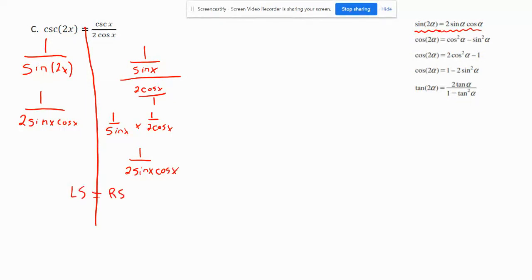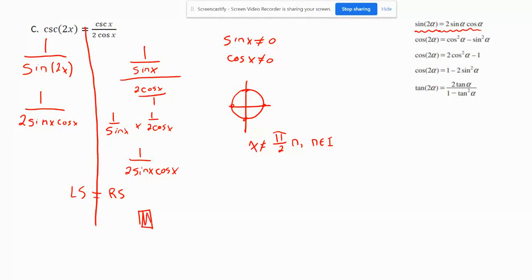Let's just state our non-permissible values. We have sine and cosine in the denominator. That means sine x cannot equal 0 and cosine x cannot equal 0, which happens at the axes points. Guys, it tends to be that these are often the non-permissible values for these types of questions. That means x cannot equal pi over 2 n, where n is an integer, and here are our non-permissible values. So we have completed our proof.